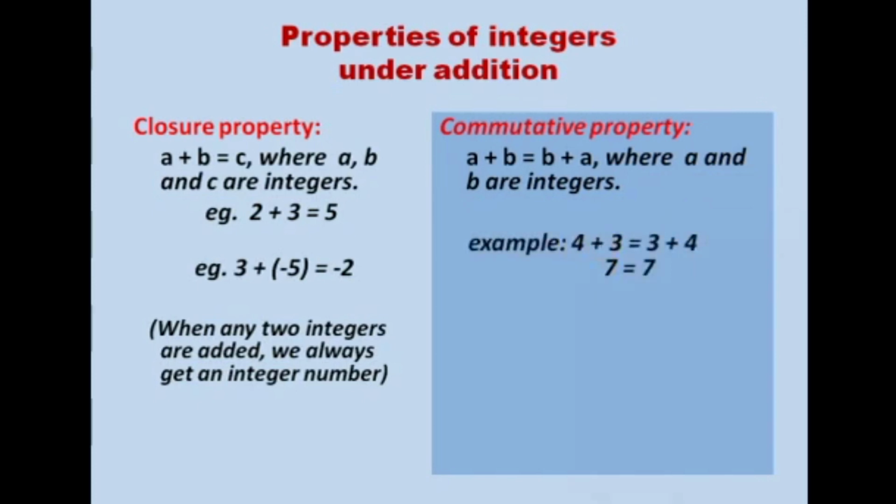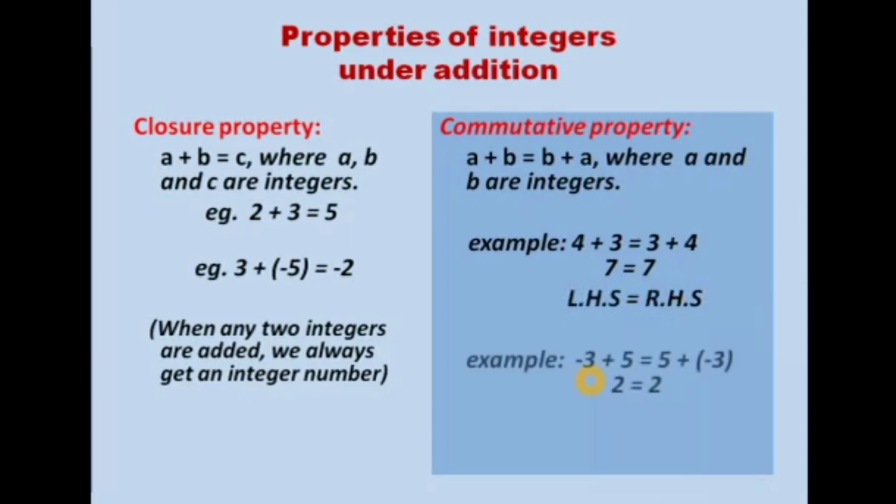Integer 4 added with integer 3 is equal to integer 3 plus integer 4. Here the order of the integers are interchanged at the right side. 4 plus 3 is 7, 3 plus 4 is 7. Left hand side and right hand side are equal.